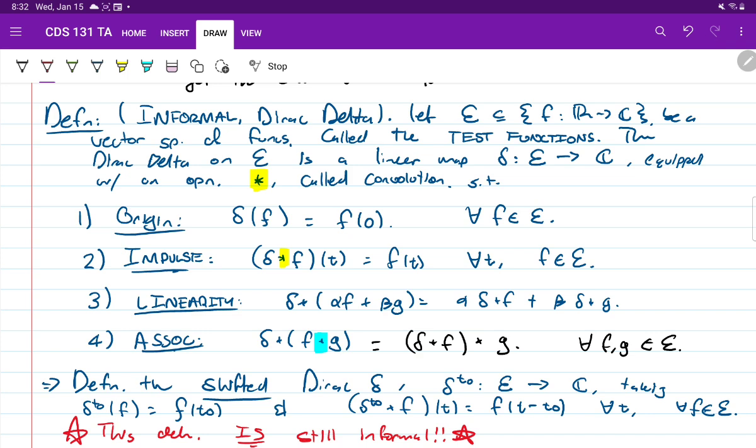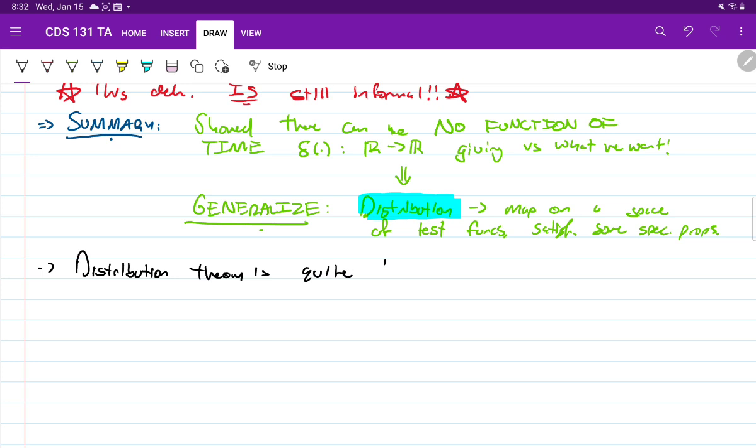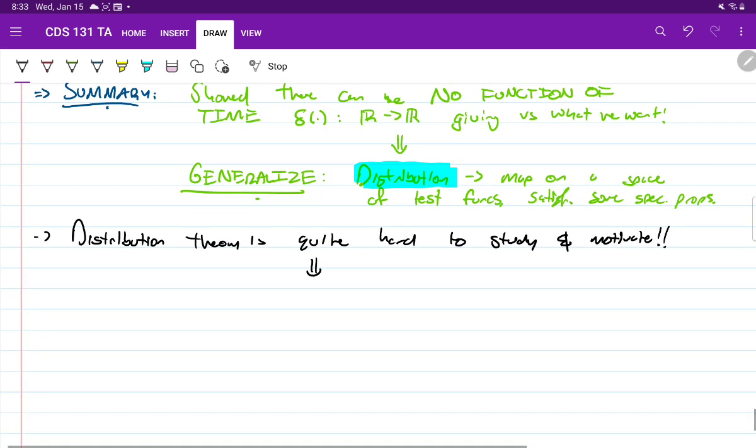Okay, so let's figure out how we actually use this Dirac delta in practice, okay? So here's what I'm going to say about using the Dirac delta. Distribution theory is quite hard to study and motivate, okay? And as a consequence of this, what you'll find is that in a lot of books or other texts in the field, people will often manipulate a delta function as if it were a function of time, okay? Which we know is false, right? We know it cannot be a function of time. It's actually truly a map on a function space. But sometimes this is something people do, okay?